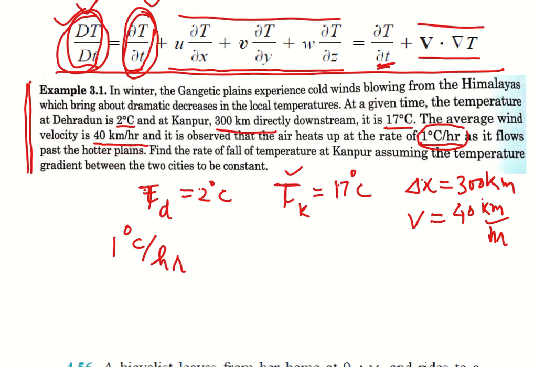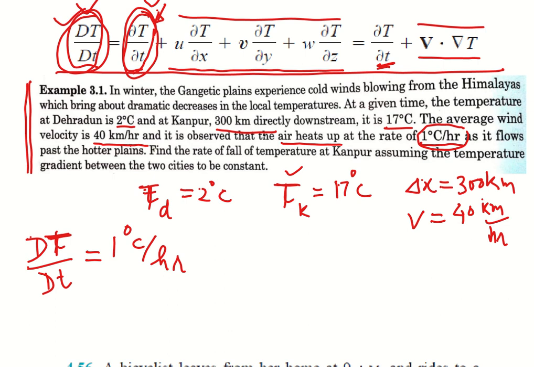So in this case, as the air flows, it heats up at the rate. So what is given here? This is equal to dT over dt. Sorry, this may be written as d capital T, the rate of change of temperature of that material. So this is given. Many students get confused. Sometimes they write this 1 degree centigrade divided by 1 hour as small del T over del t, which is basically at a location. This is at a location, right?